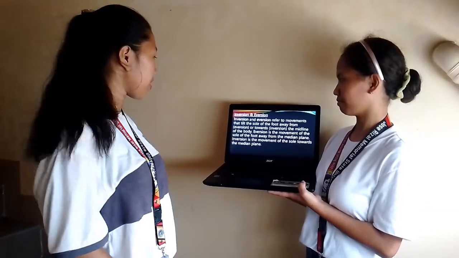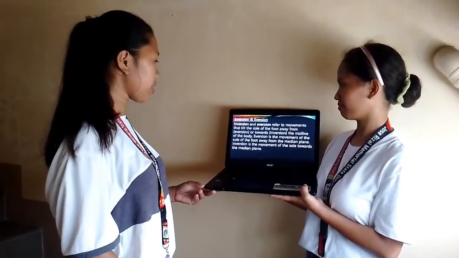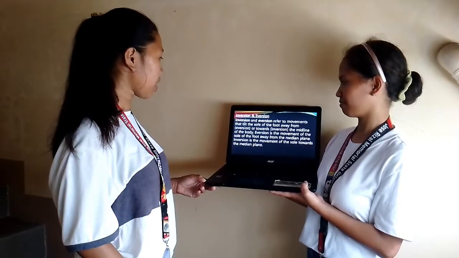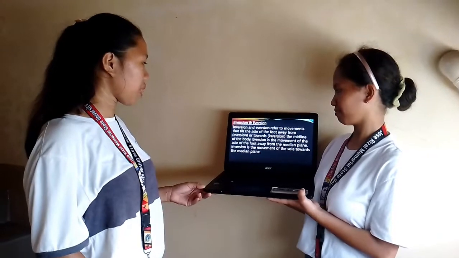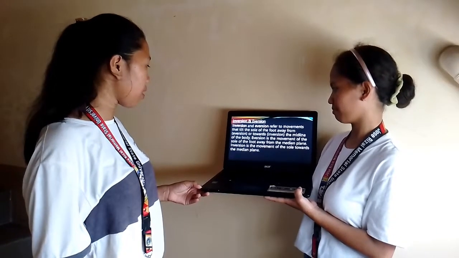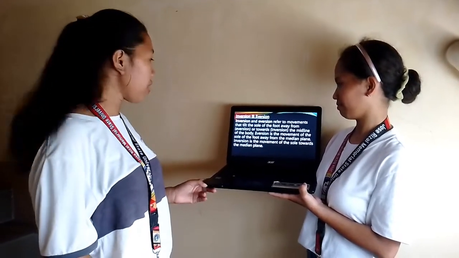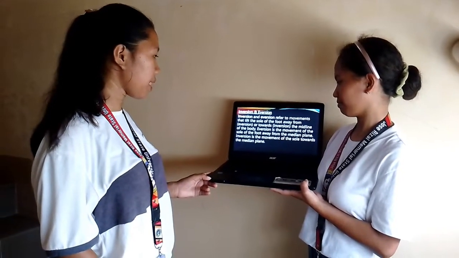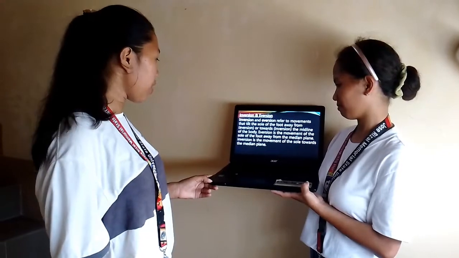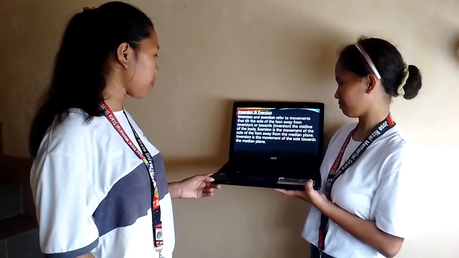Inversion and eversion. Inversion and eversion refer to movement of the sole of the foot away from or toward the midline of the body. Eversion is the movement of the sole of the foot away from the median plane. Inversion is the movement of the sole toward the median plane.